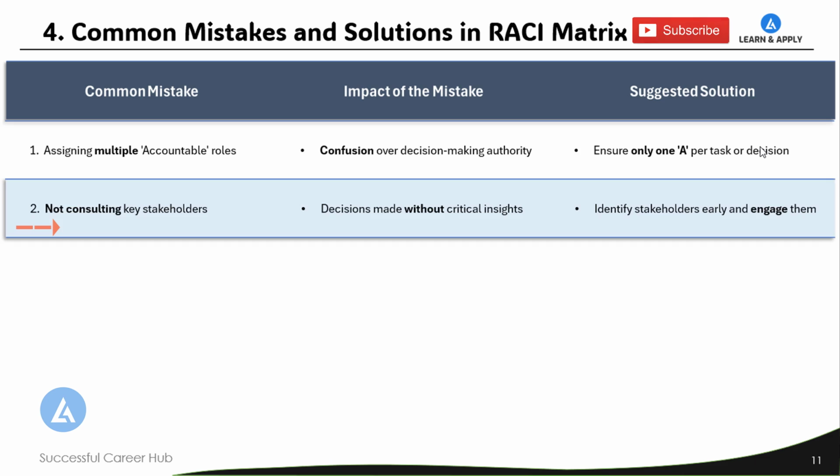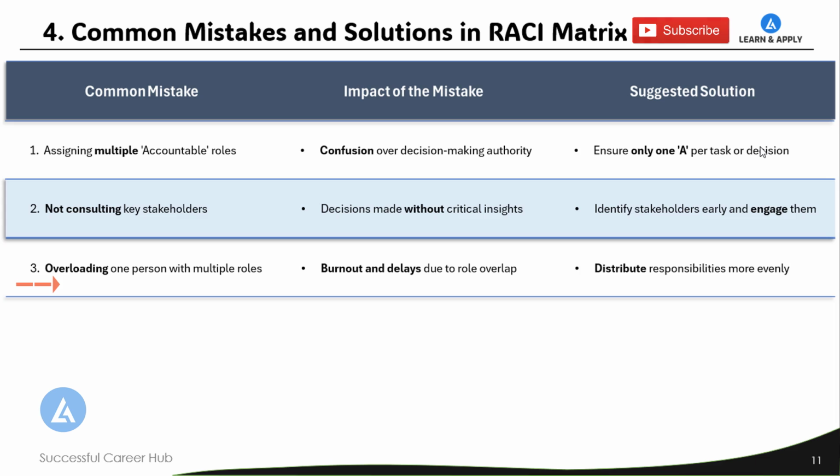The second mistake is not consulting with key stakeholders. The impact is decisions made without critical insights. To avoid this mistake, we need to identify key stakeholders early and engage them. The third common mistake that you can see is overlapping one person with multiple roles. This results in burnout and delays due to the role overlap. To avoid this mistake, we can distribute responsibilities more evenly so that everyone is equally loaded.